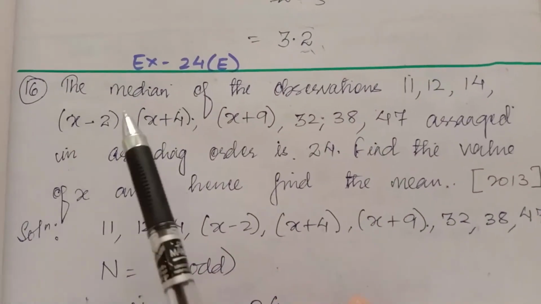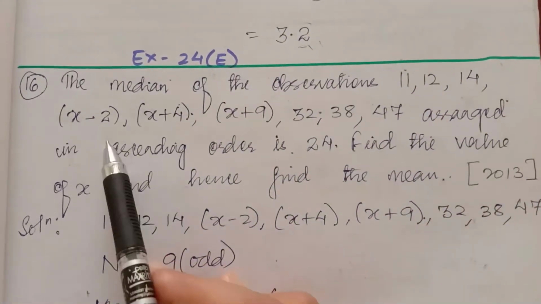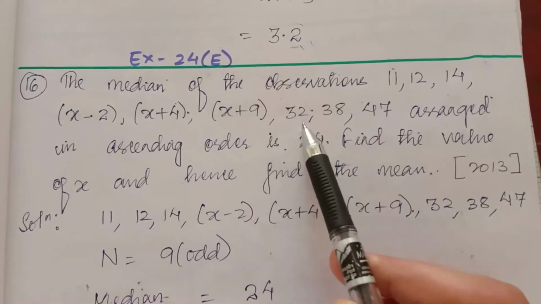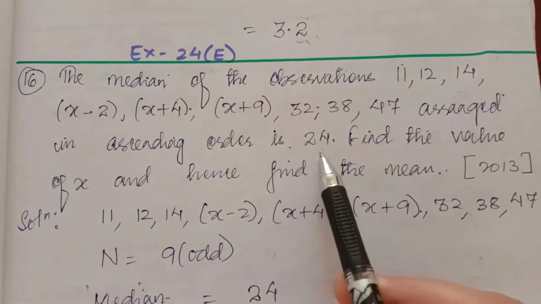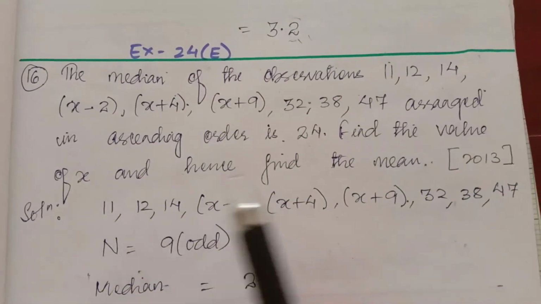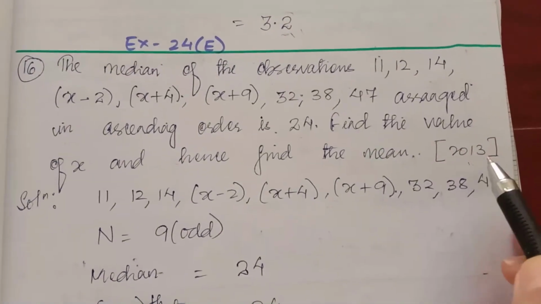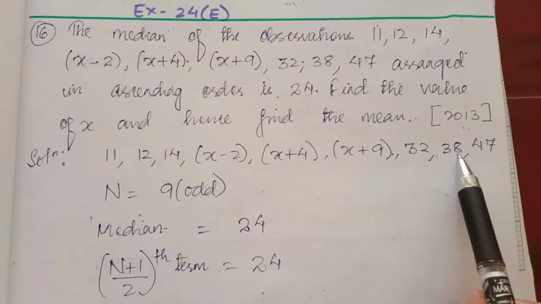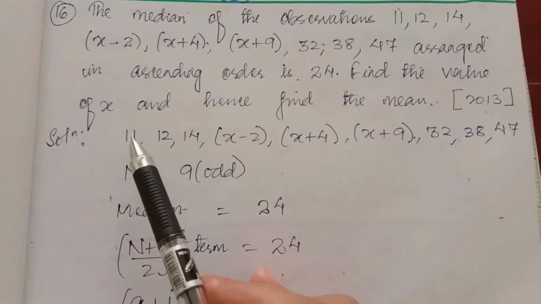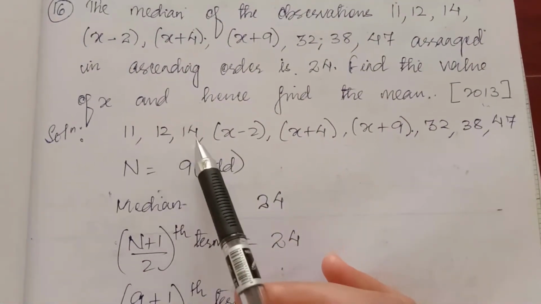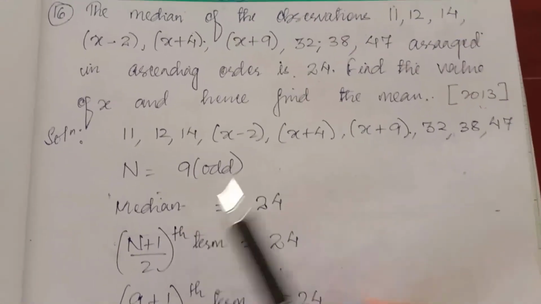In question number 16, the median of the observations 11, 12, 14, x minus 2, x plus 4, x plus 9, 32, 38, 47, arranged in ascending order, is given as 24. You have to find the value of x, and after that find the mean. This is your ICSE 2013 question. It is already arranged, so count the numbers: 1, 2, 3, 4, 5, 6, 7, 8, 9. So 9 is odd, and the median is given as 24.